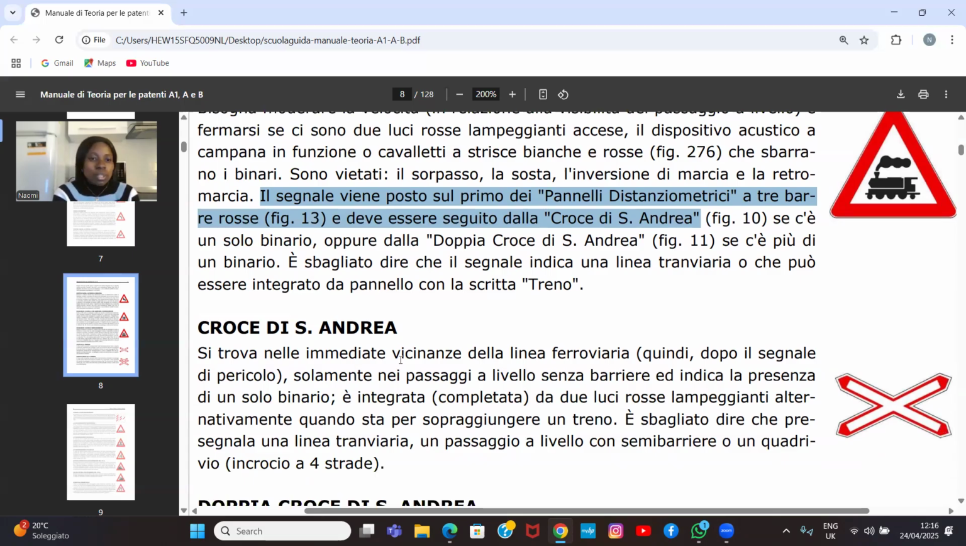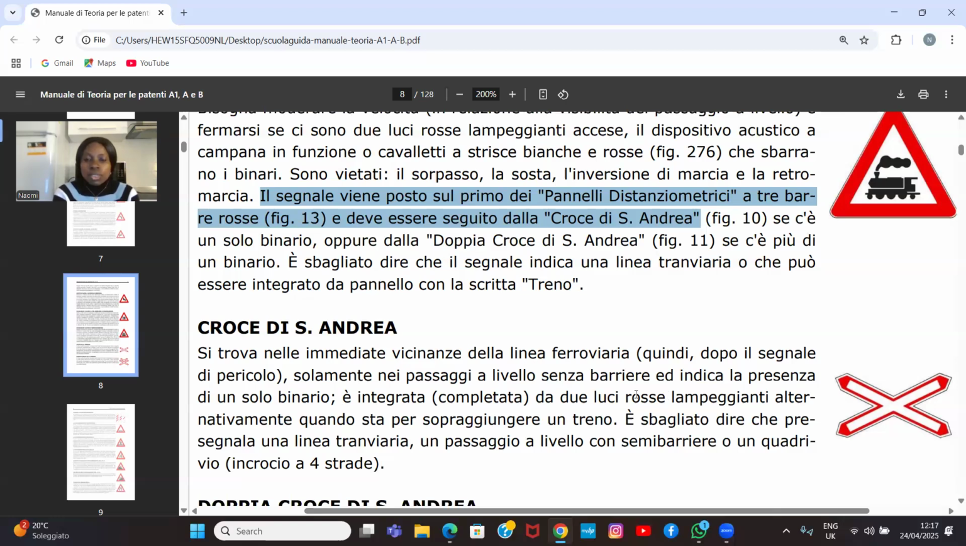That is just the rule. It tells you si trova nelle immediate vicinanza della linea ferroviaria. Quindi, dopo il segnale di pericolo, which is this very one we have seen, solamente nei passaggi a livello senza barriere ed indica la presenza di un solo binario. It tells you that there's only one train track.